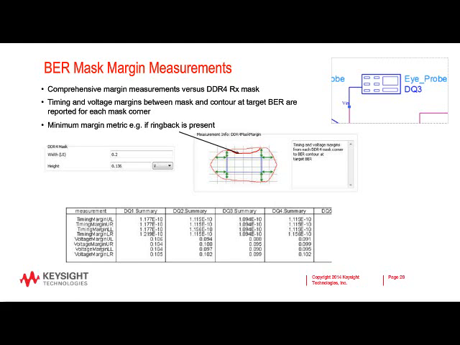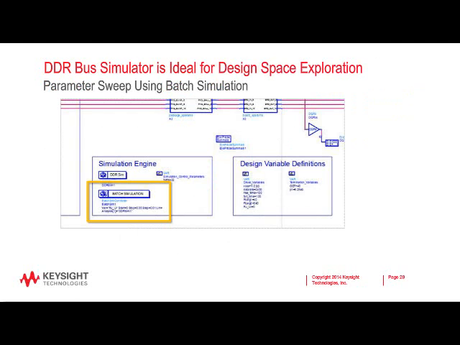Oh, that didn't advance for some reason. Good. Because this thing is so fast to generate this comprehensive data set in just seconds, it becomes ideal for design space exploration. You don't have to run long SPICE simulations anymore. You can get the BER contours directly in just seconds, and so it's ideal for sweeping through the design space. So here I've got a batch simulation.